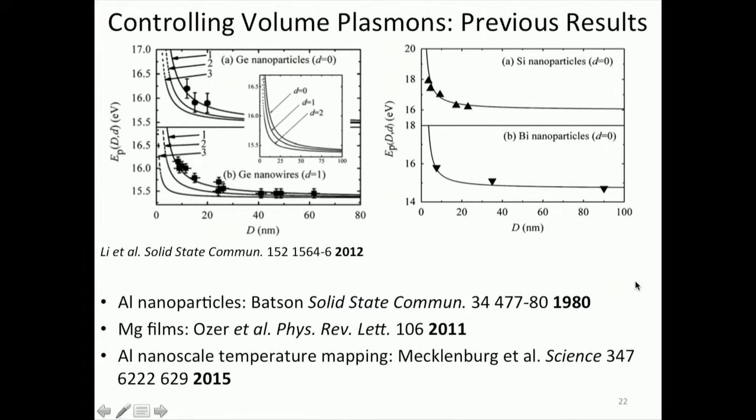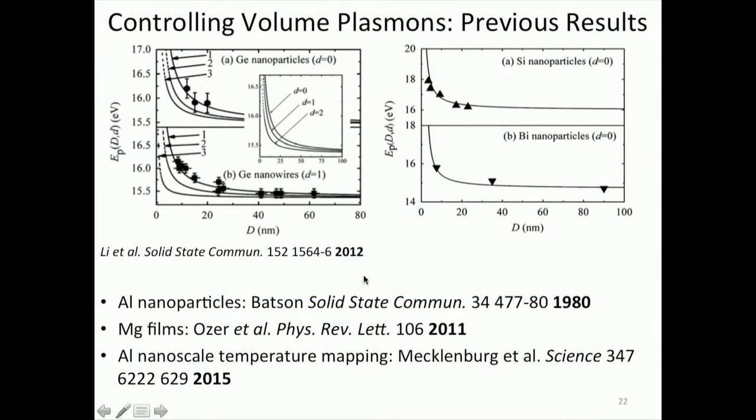So let's stop a little bit and look at what people have studied in the literature, how people study and what is the behavior of volume plasmas as a function of feature size. This paper is a nice reference. They try to do a modeling of the volume plasma energy as a function of feature size, and they gather a lot of different experimental results in germanium nanoparticles and nanowires. They also gather data from silicon and bismuth across the literature.